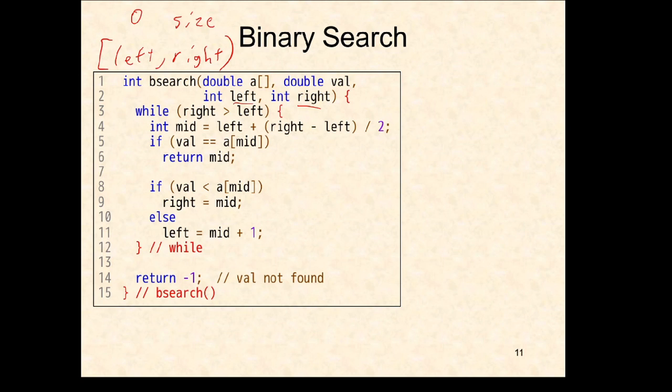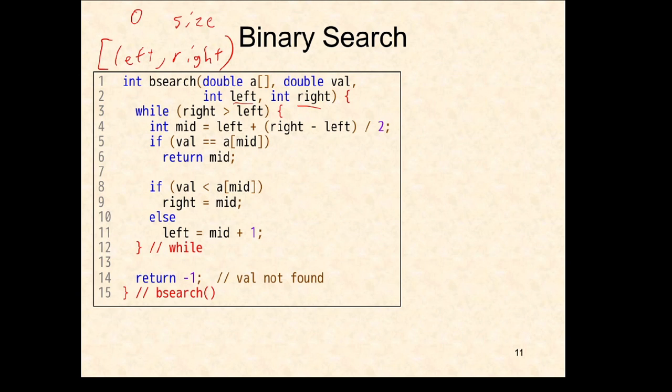So we figure out where the middle is, and then we say, hey, is that middle element the value I'm looking for? If it is, let's return that middle index. Otherwise, I decide whether I should move the right-hand end. So if the value I'm looking for is smaller than what I find at the middle, I move the right-hand end. Otherwise, I move the left-hand end.